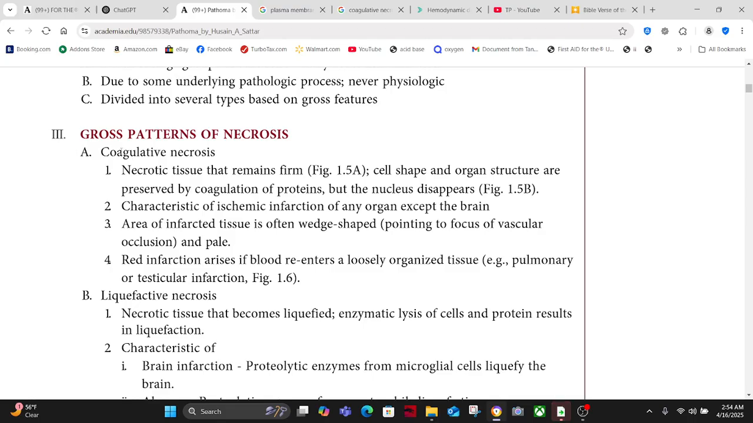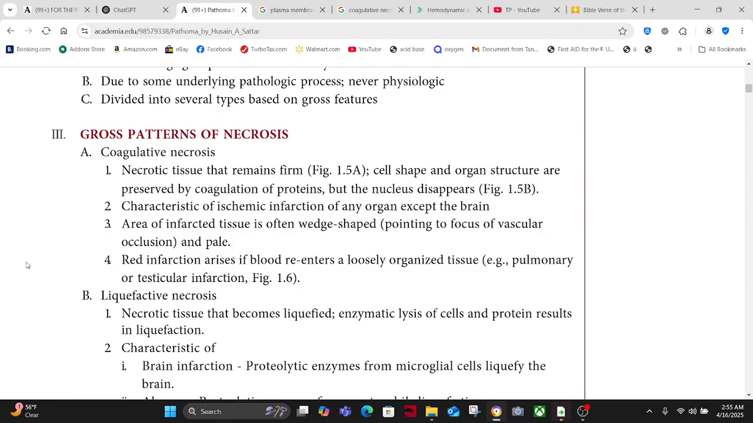So now we're going to start with coagulative necrosis. This is necrotic tissue that remains firm. The cell shape and organ structure are preserved by coagulation of proteins, but the nucleus disappears. Characteristic of ischemic infarction of any organ except the brain. Area of infarcted tissue is often wedge-shaped, pointing to focus of vascular occlusion, and pale.